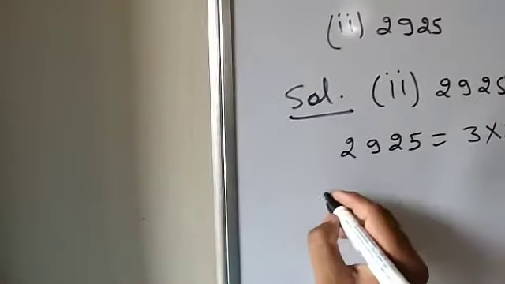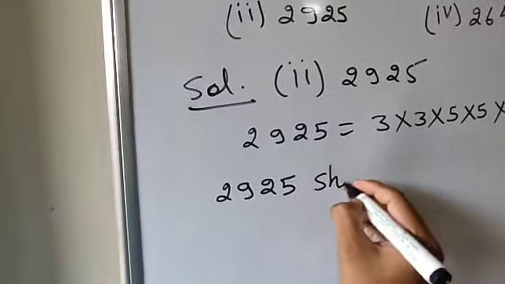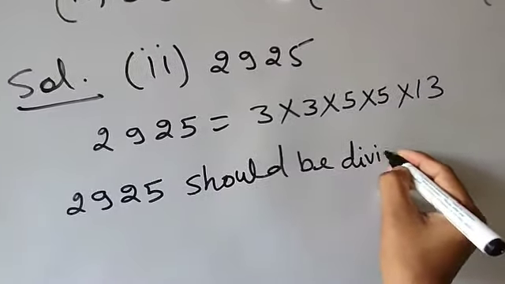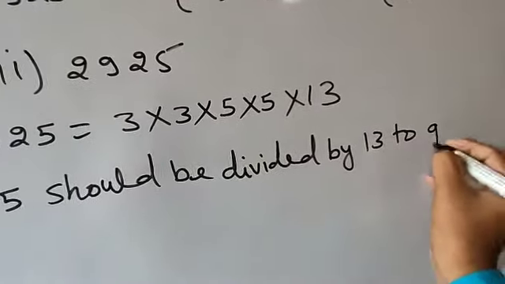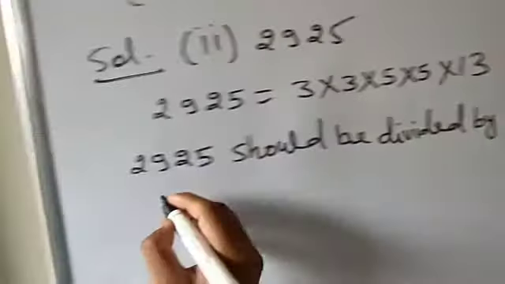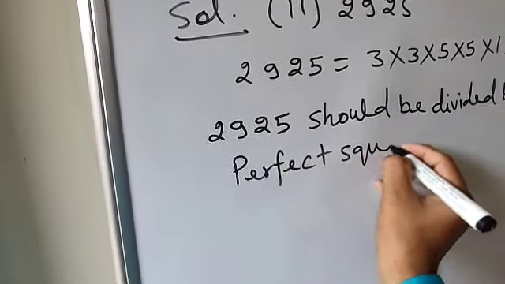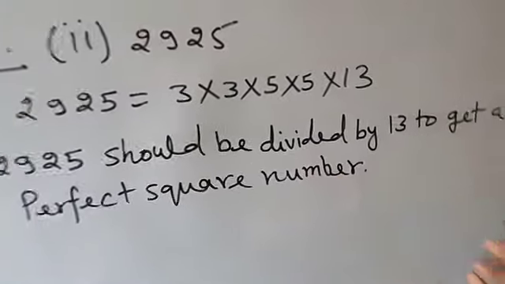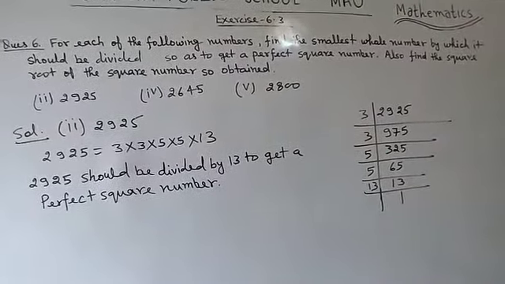So here you will write: 2925 should be divided by 13 to get a perfect square number. So whatever number is not in a pair, that will be your answer.